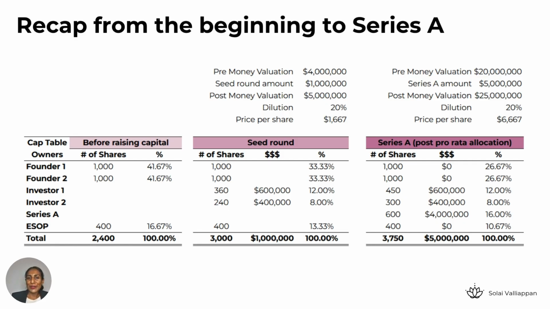Then the company's doing so great, it decides to raise again at a Series A of $5 million at a $20 million pre-money. And because Investor 1 and Investor 2 have preemptive rights and they've decided to take up their preemptive rights, they hold their equity percentage. So they are investing again at the Series A, which means that there's $4 million available for Series A investors who are not Investor 1 and Investor 2.